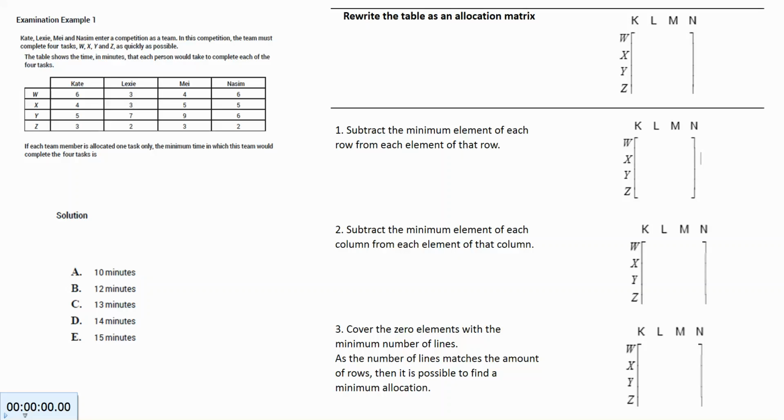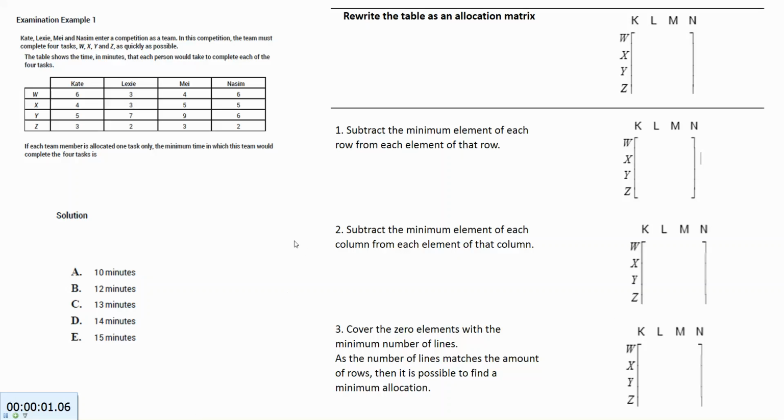We have Kate, Lexi, May, and Asim entering a competition as a team. Now in this competition, the team must complete 4 tasks, W, X, Y, and Z, as quickly as possible. Now the table shows the time in minutes that each person would take to complete each of the 4 tasks. And if each team member is allocated 1 task only, what's the minimum time in which this team would complete the 4 tasks? Now, what we first need to do is rewrite the table as an allocation matrix, and then follow the steps in our Hungarian algorithm steps that you guys should have in your theory book. So let's make a start.